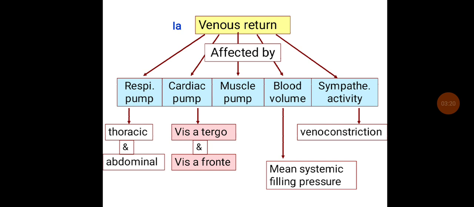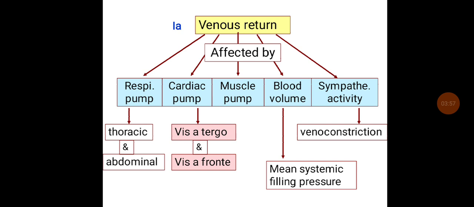Whereas the cardiac pump can act as a vis a tergo force and a vis a fronte force. Vis a tergo force is because of the actual cardiac pump, which pushes the blood in the venous channel, then into the ventricles. Whereas vis a fronte pressure is created by the relaxation of the atria or the ventricle, which creates negative pressure and tries to suck blood from the peripheral venous channels towards the heart.